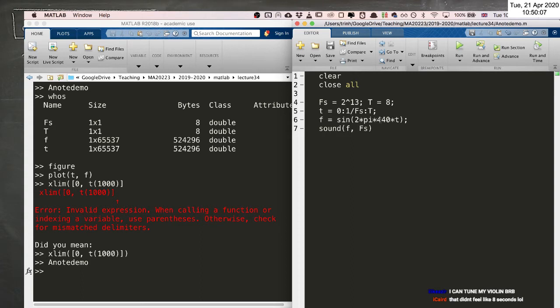The highest string is what's called an E note, and this has a frequency of around 639.3, if I remember correctly. 639.3. So if I play that instead, it should sound like an E note. Okay, there's your E note.